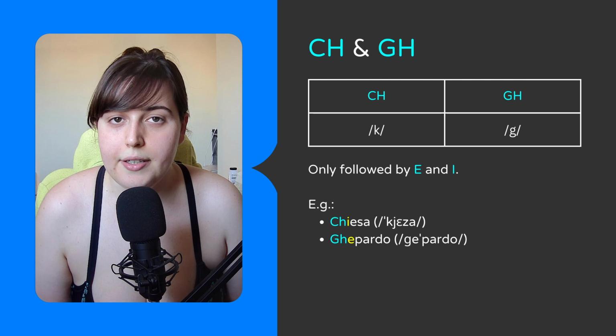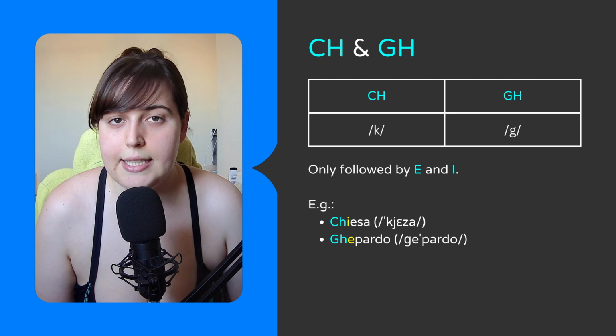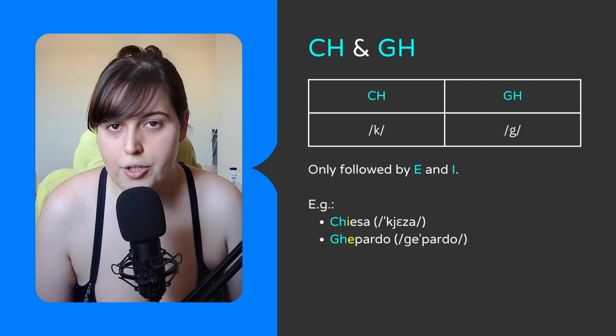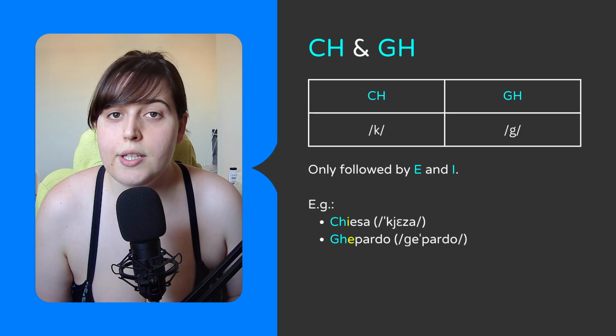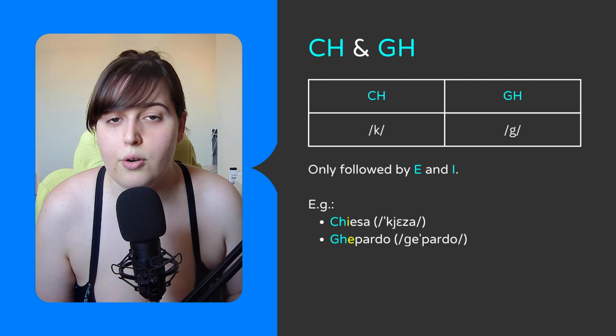C and G keep their hard pronunciation when followed by H. Unlike other languages, in Italian these digraphs can be followed only by E or I. For example, chiesa, church, or ghepardo, cheetah. Of course, this rule doesn't apply to foreign words, for example, chat or chef.